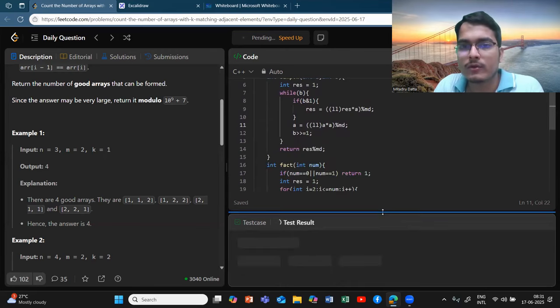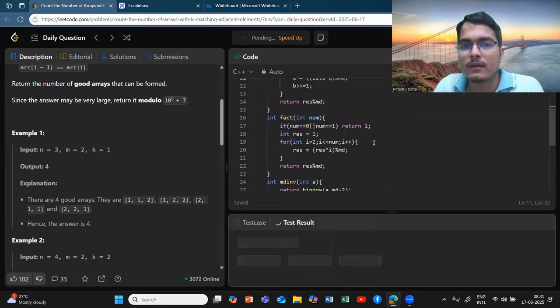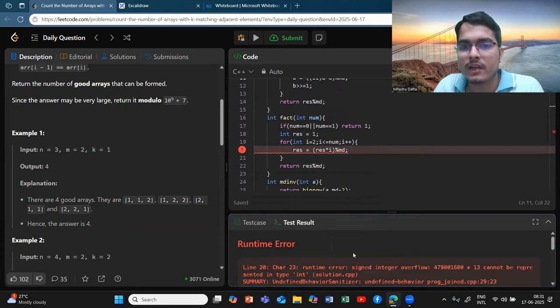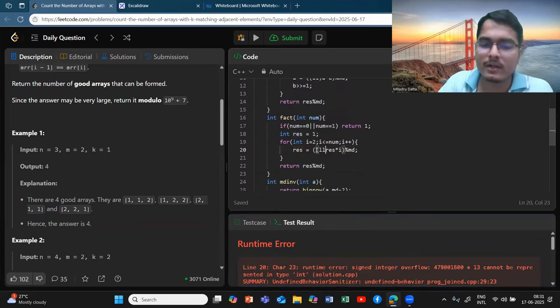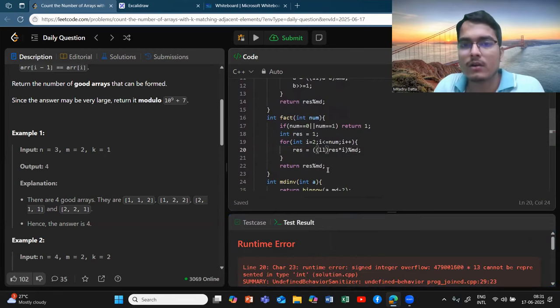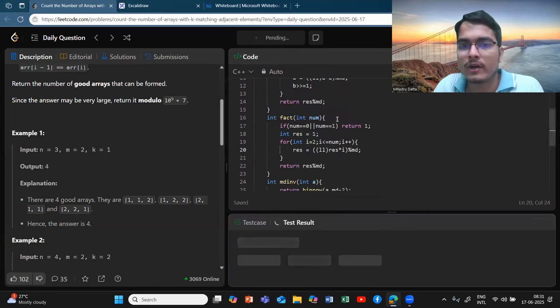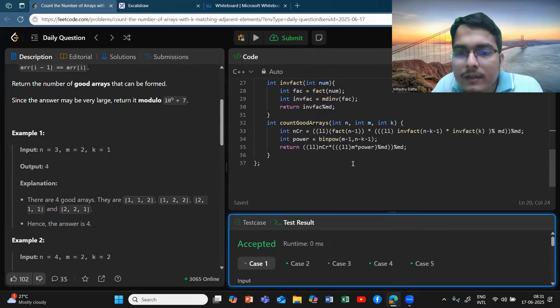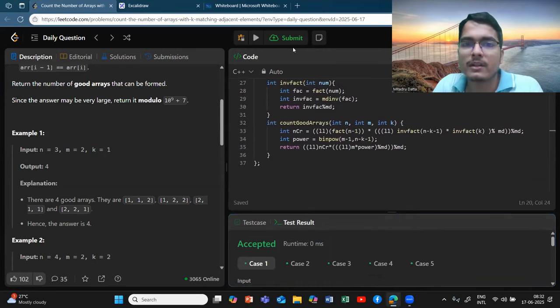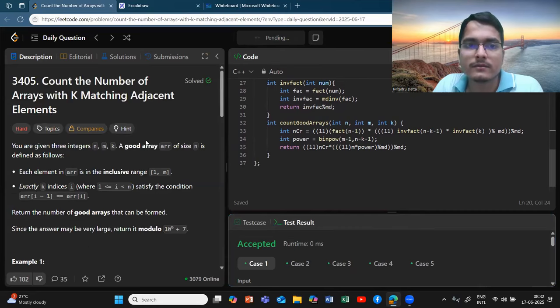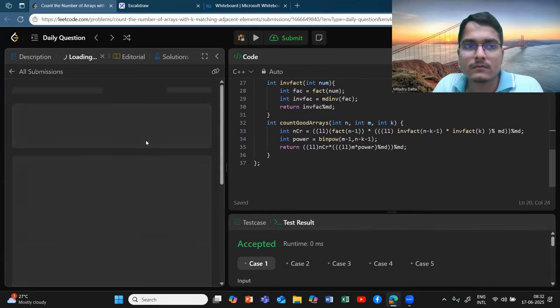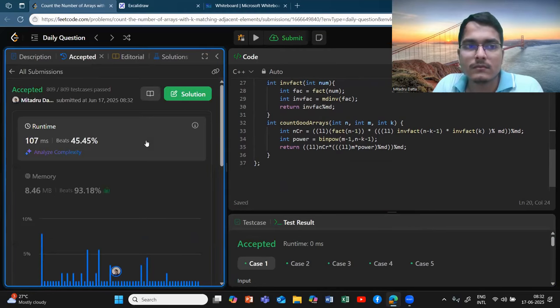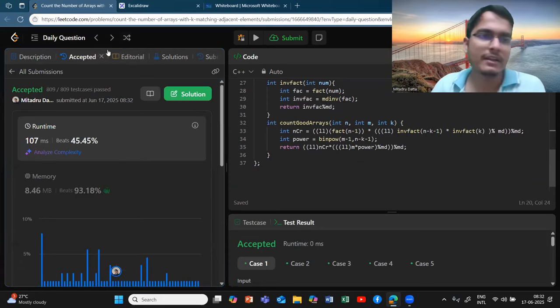It's taking too much time to run. I don't know why, it's taking way too much time. Again, there is a multiplication here, so you need long wherever there is multiplication. Let me check the whole thing again. Yeah, you see, we do have the accepted thing now. Let's try to submit it. Yeah, so we have the accepted thing.